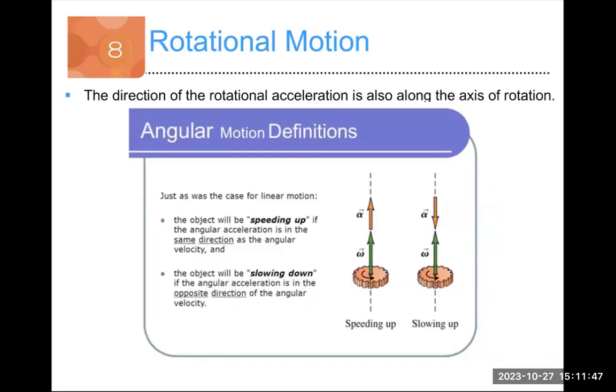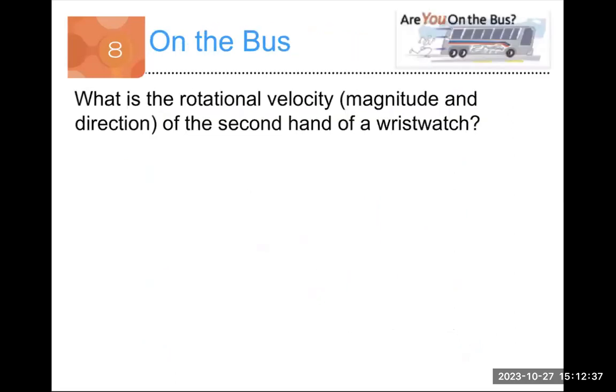Now, the direction of rotational acceleration is also along the axis of rotation. We can see two cases in this figure, one for speeding up and one for slowing down. If we're speeding up, the angular acceleration is in the same direction as the angular velocity. Here's our angular velocity, here's our angular acceleration, and they're both pointing up. However, in the picture on the right, we're now slowing down. Notice the angular acceleration is now pointing in the opposite direction of our angular velocity, which indicates that we are slowing down.